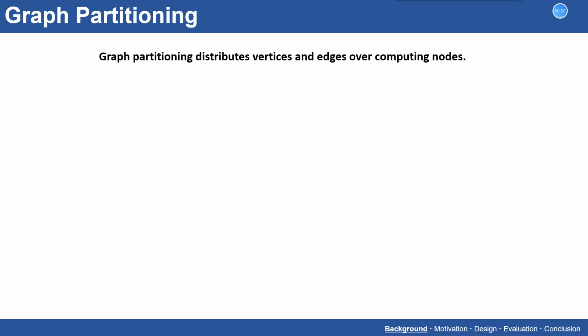Distributed graph processing systems heavily rely on graph partitioning to evenly distribute the vertices and edges over computing nodes. Furthermore, graph partitioning determines the computation cost and the workload distribution during the subsequent graph computation phase.